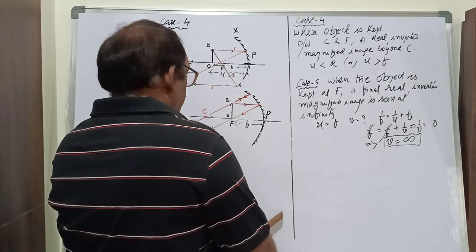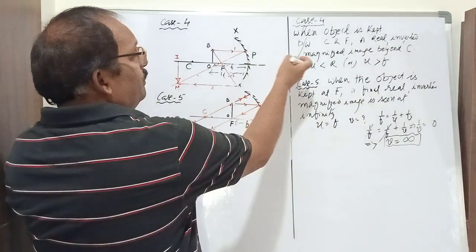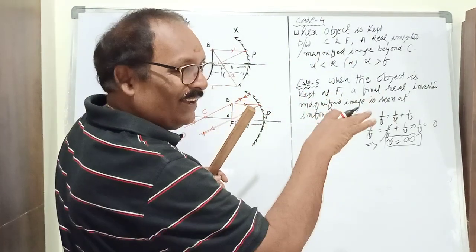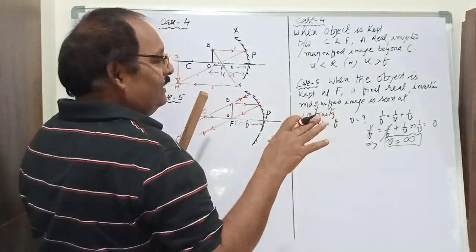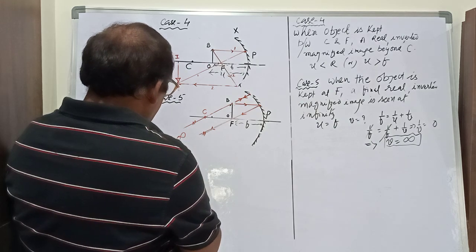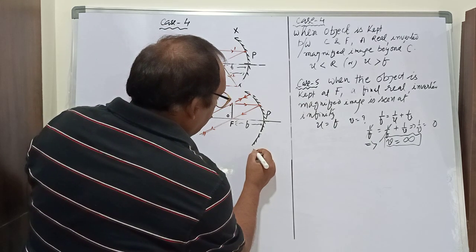Children, last case. In this case, the image formed is a real image. In the previous five cases, in three cases also, the image formed is a real image. The last case is the most important case. Sixth case. The sixth case we should write like this.